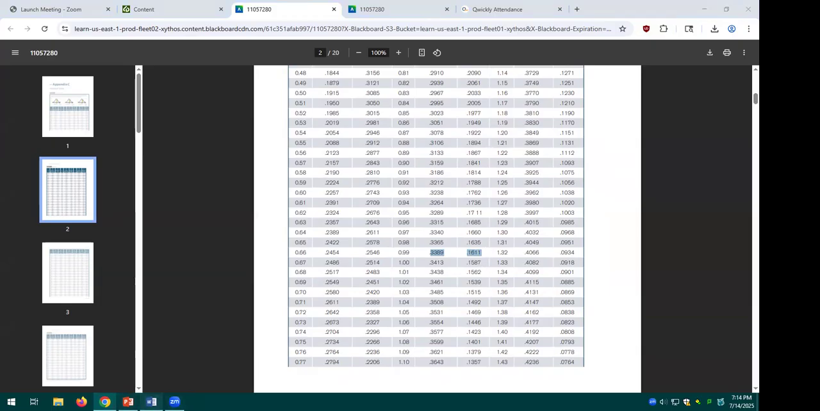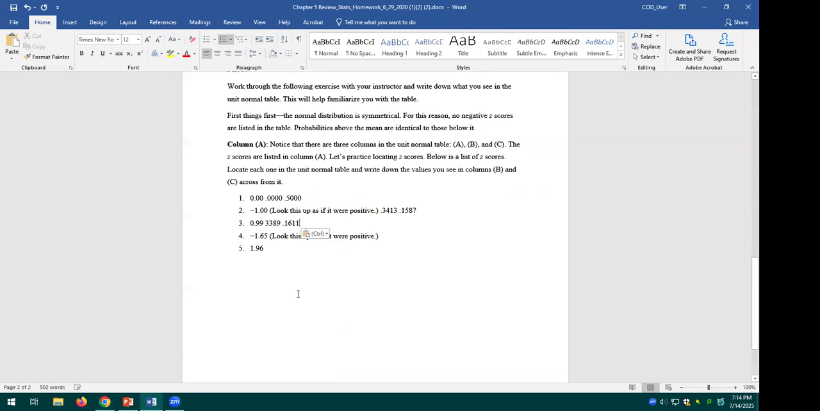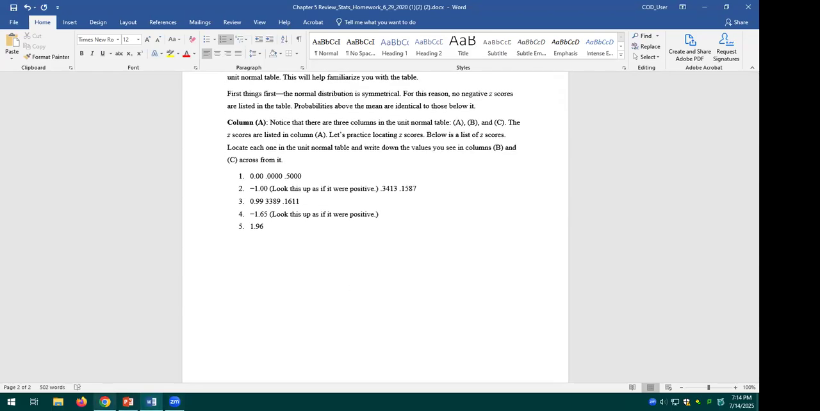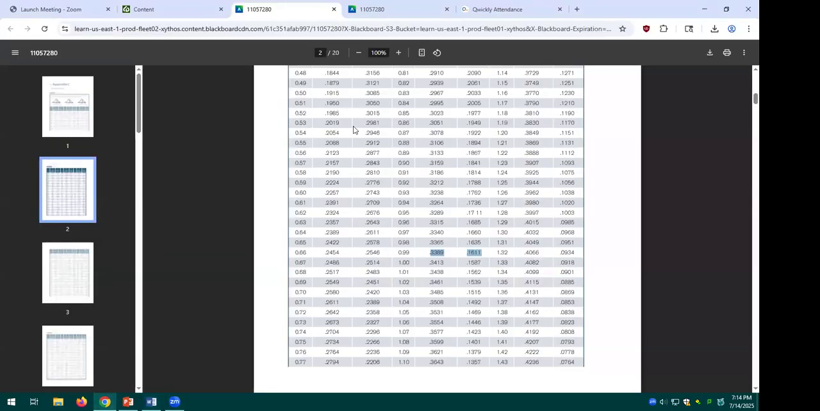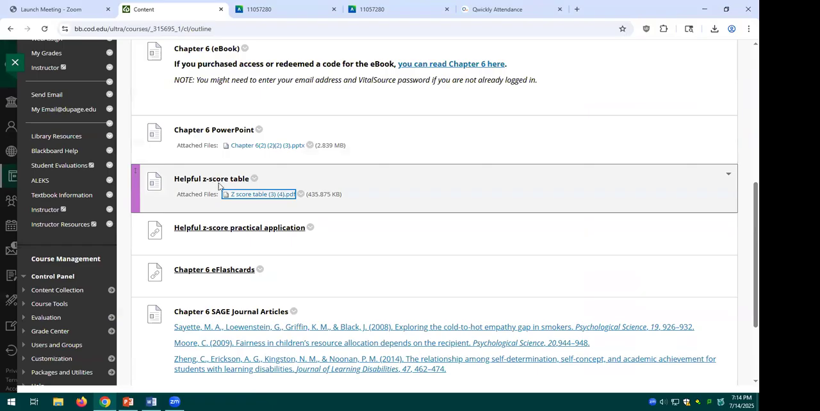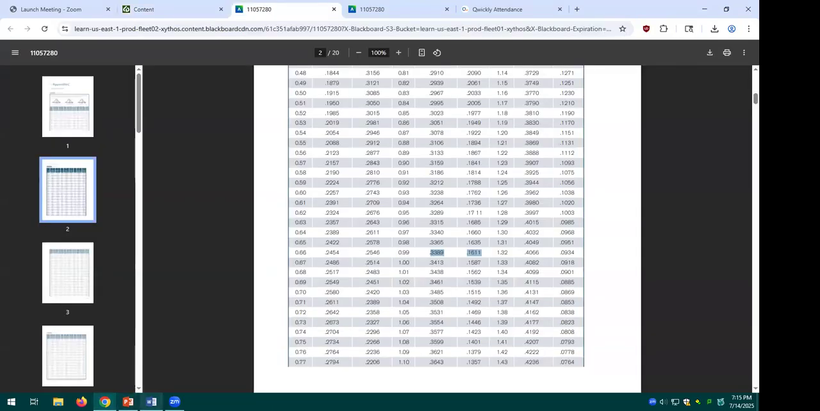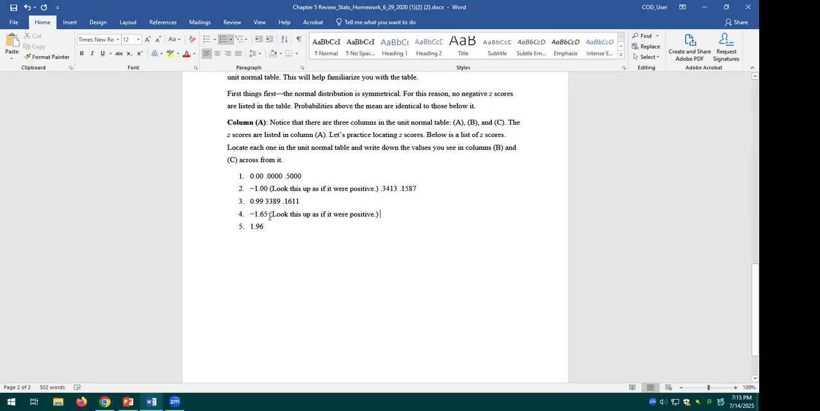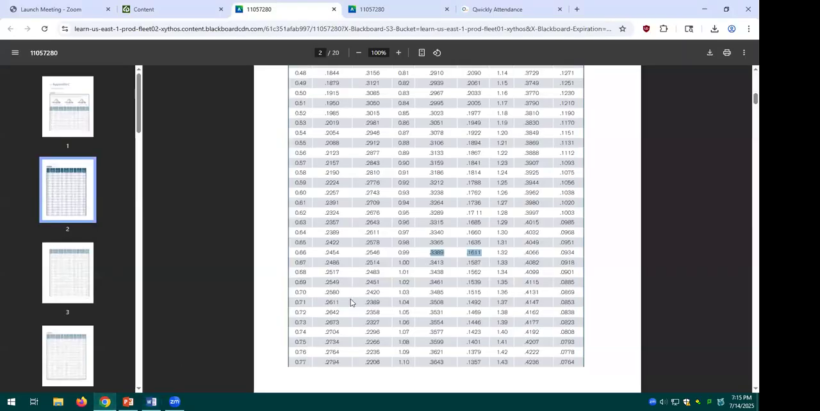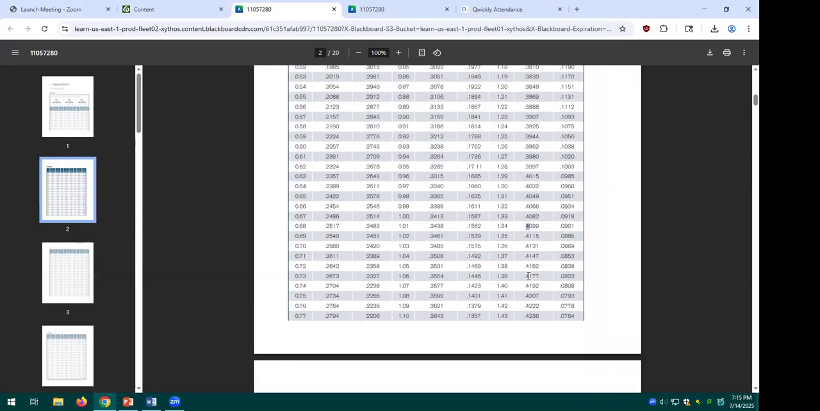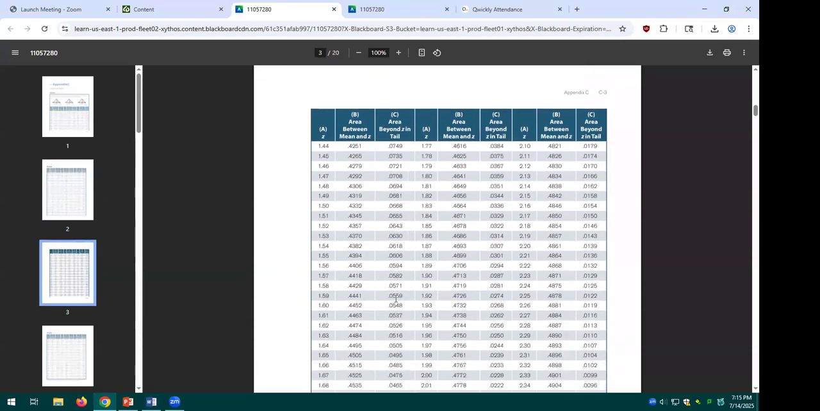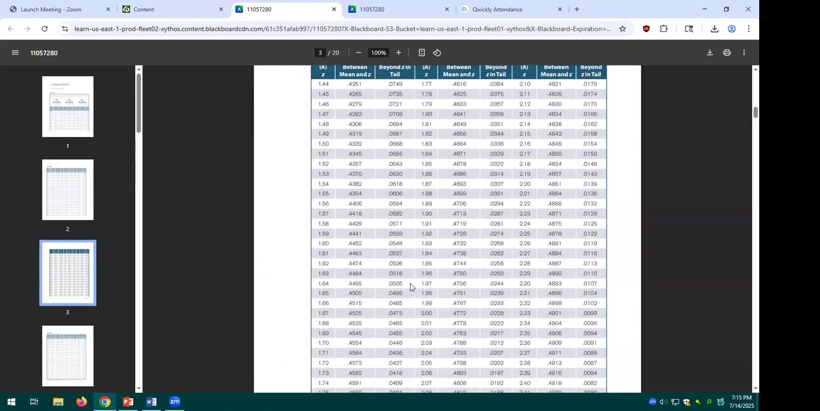I want to make sure the pace at which I'm explaining it is making sense for everybody. Where do we find the appendix? That's in chapter 6, and it says helpful Z table. It's right here, the Z-score table. So can anyone tell us what -1.65 is? Look it up like it's positive. What are our numbers? 0.4505 and then 0.0495. Yeah, right here, nailed it.